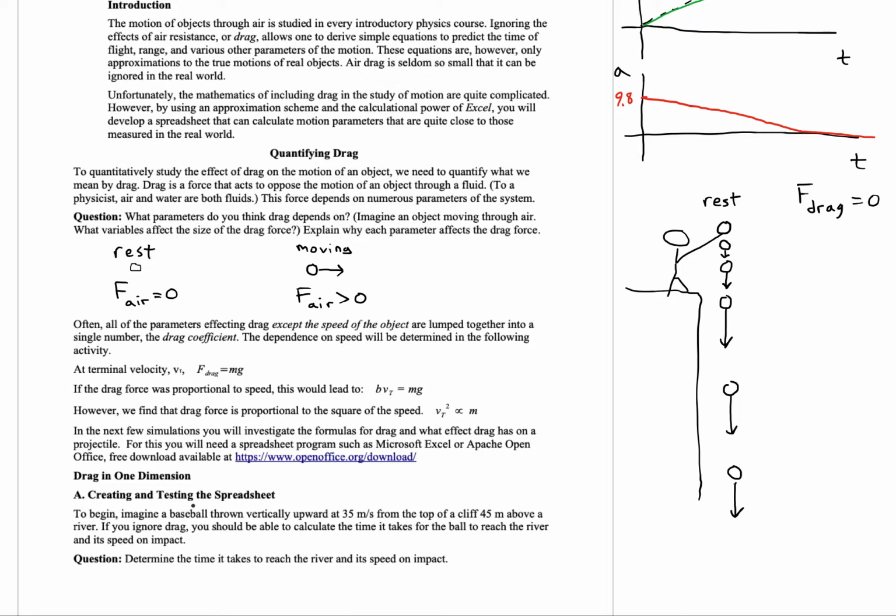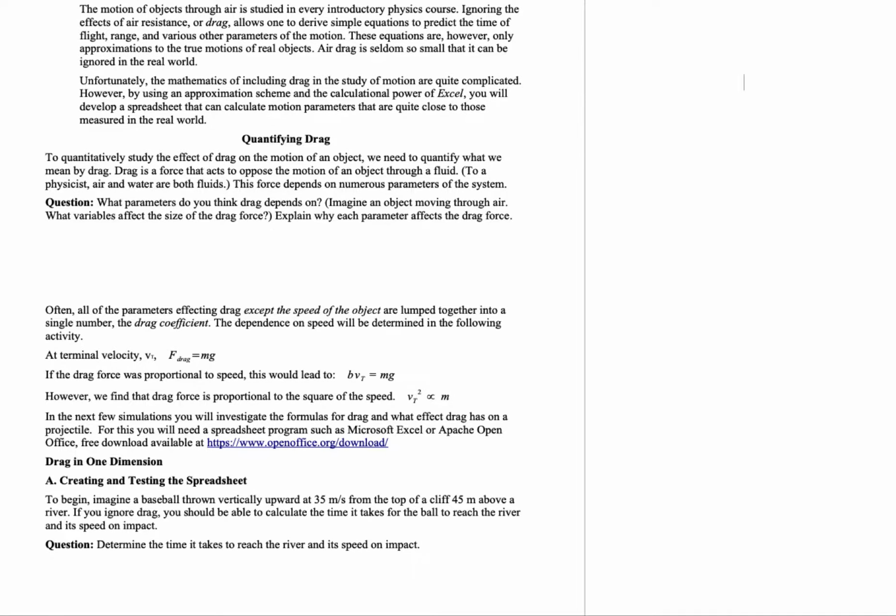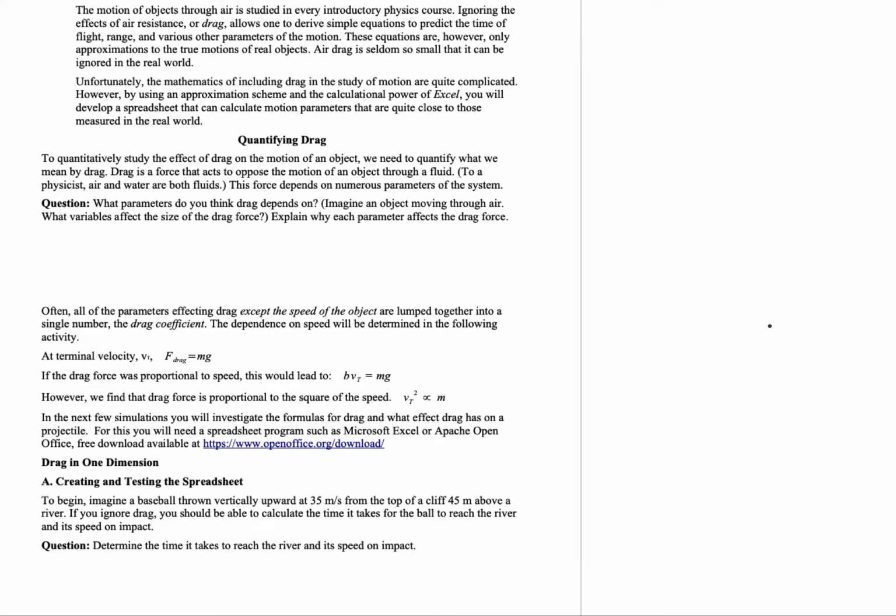We want to create a spreadsheet. And it says, imagine a baseball being thrown vertically upward at 35 meters per second from the top of a cliff 45 meters above a river. It just seems like this should say F drag is proportional to VT squared. Not sure if that's what they meant. Anyways, let's see.